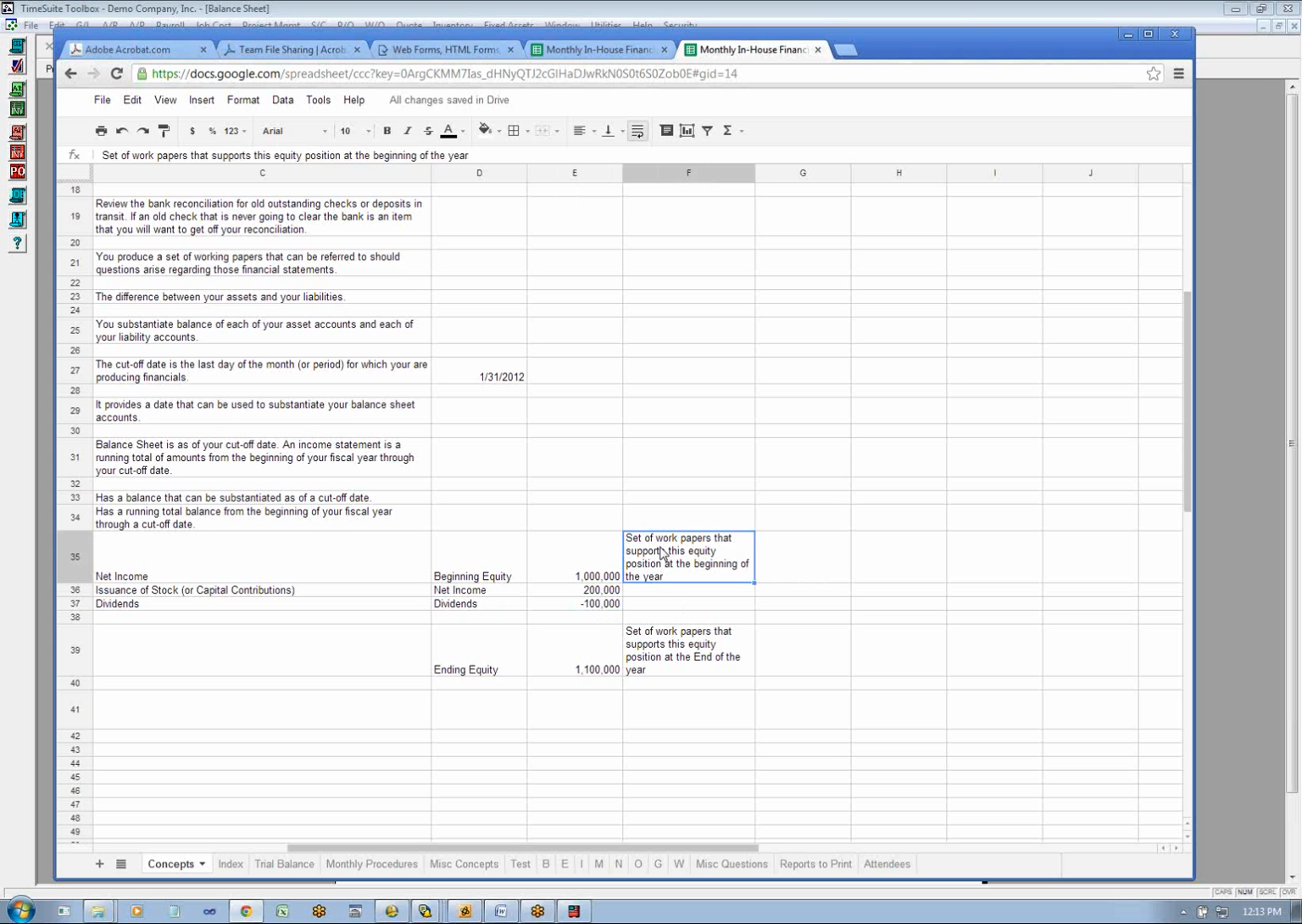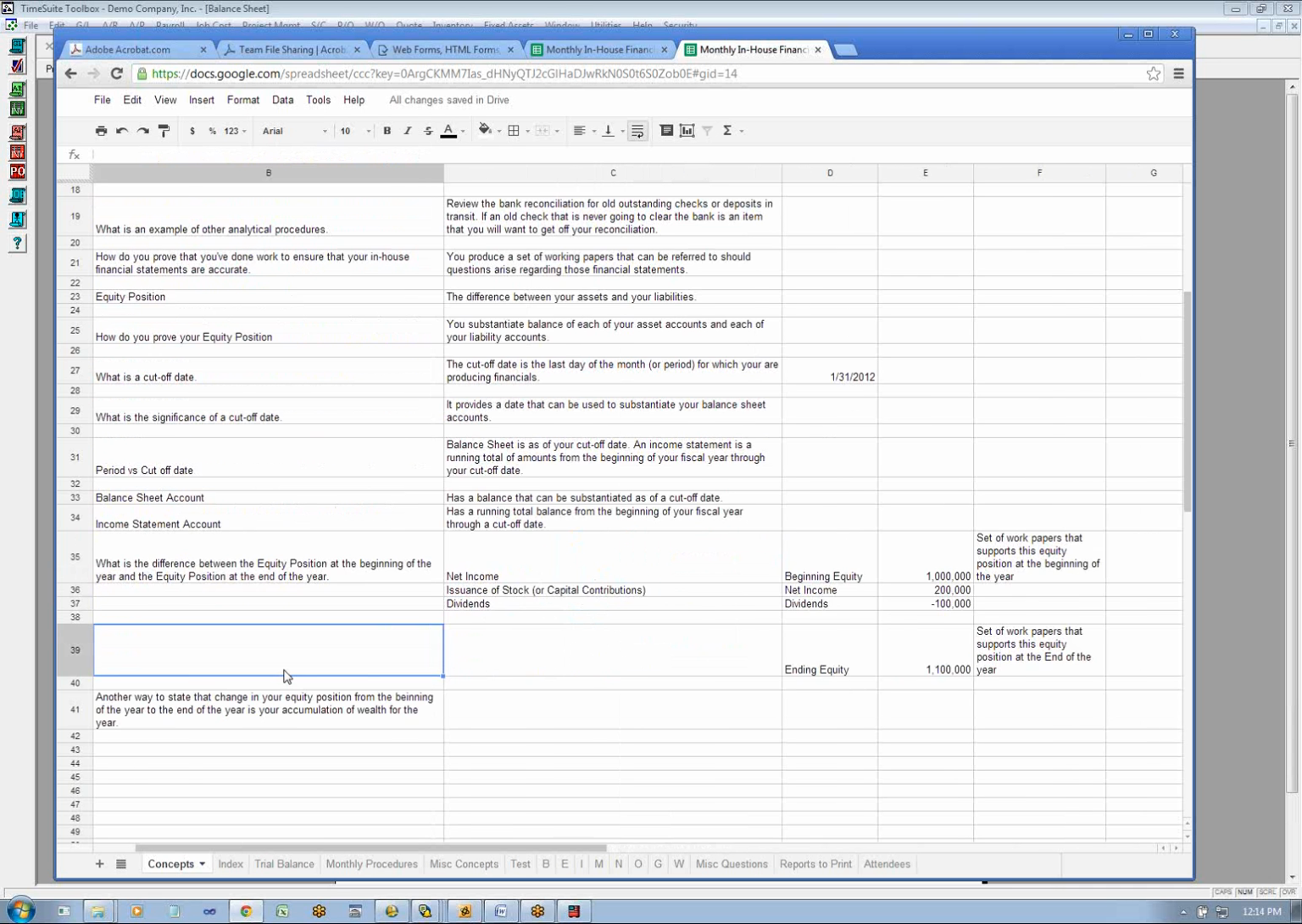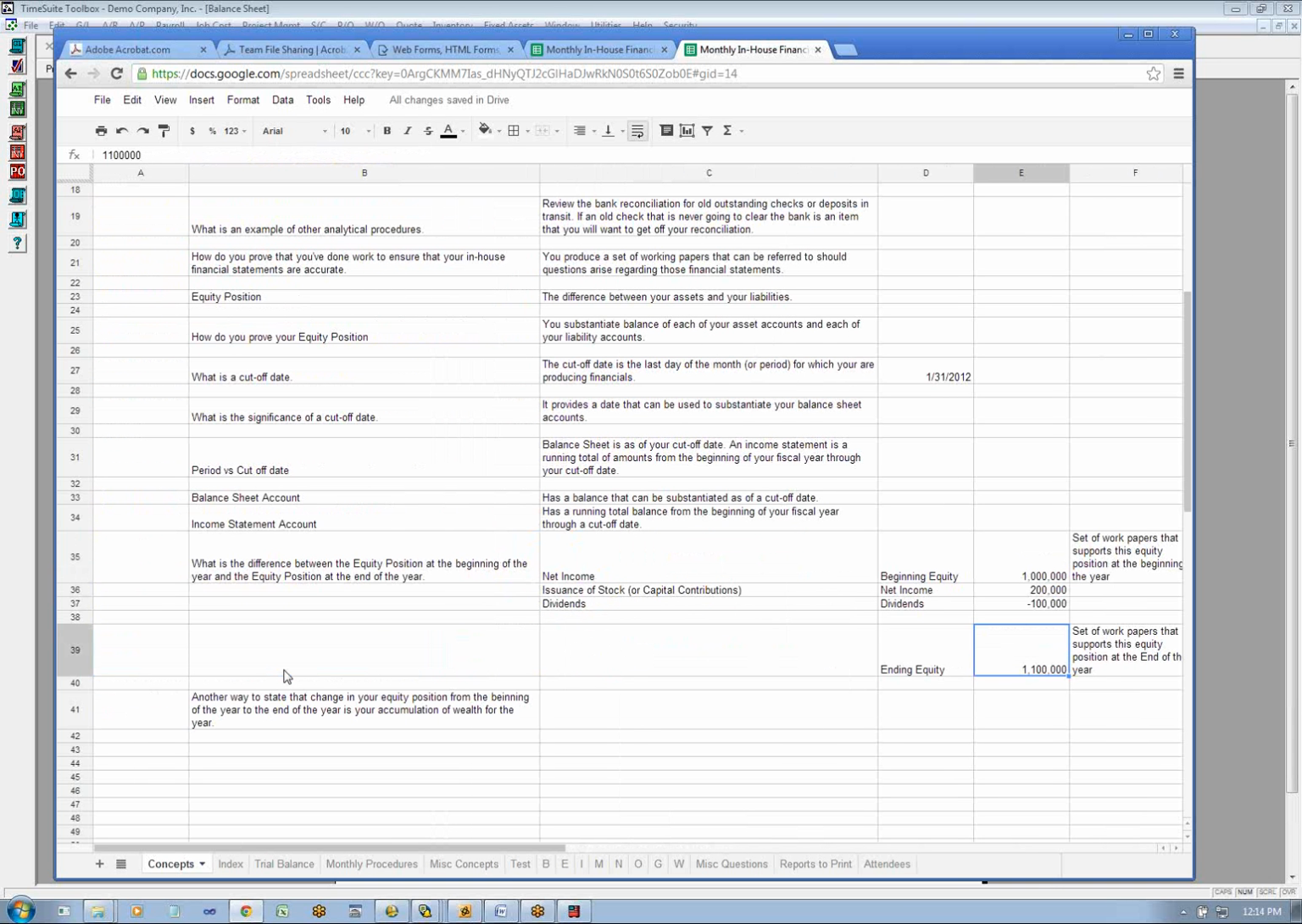Okay, so you have a set of work papers that support your equity position at the beginning of the year. You have a set of work papers that support the equity position at the end of the year. And so the difference will be your net income. You can back into your net income by taking the difference between those two and factoring in any dividends. So if you look at your income statement, you can prove what you made by your change in equity position.